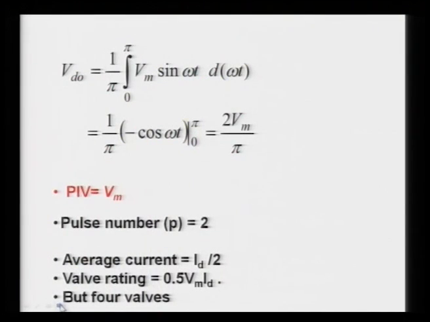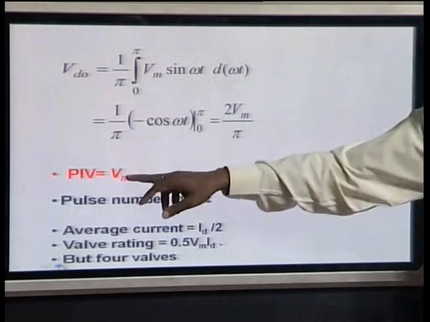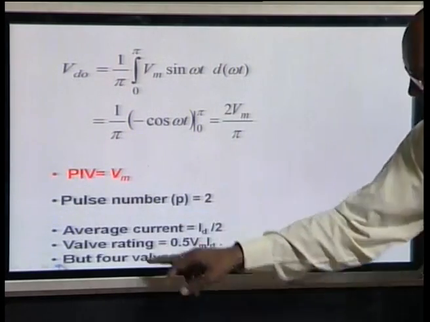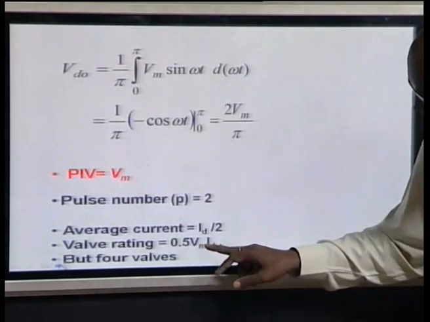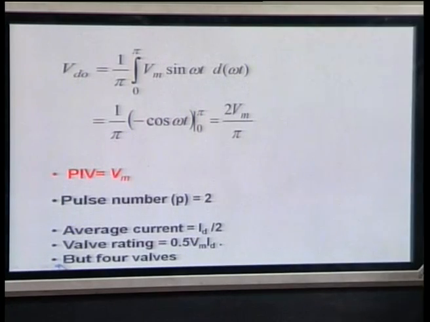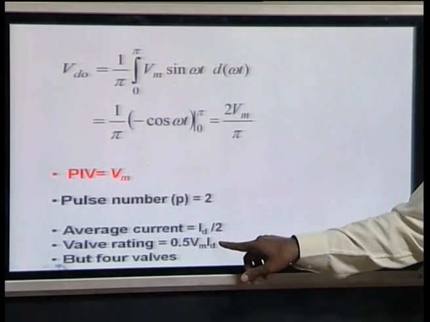What happens here? You can see the number of pulses is again the same, but only the peak inverse voltage which is going to appear is Em, or here I am writing Vm, and the valve rating here is reduced by 0.5.